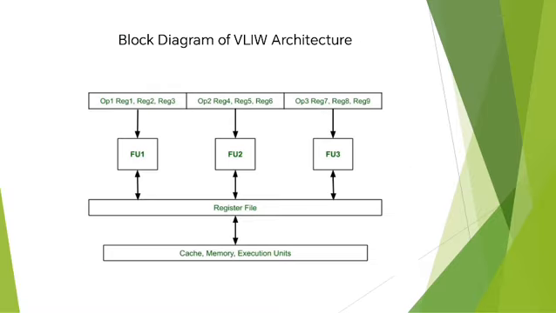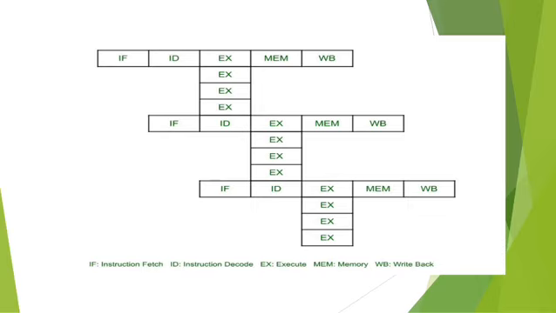So this is the diagram that will explain the VLIW architecture. In this we have function unit 1, function unit 2, function unit 3, as well as the register file, cache, memory, and execution units. Instruction fetch, instruction decode and execution will be done separately, and then the memory access will be there, and then write back will be there.